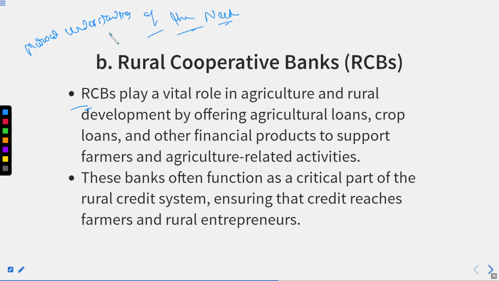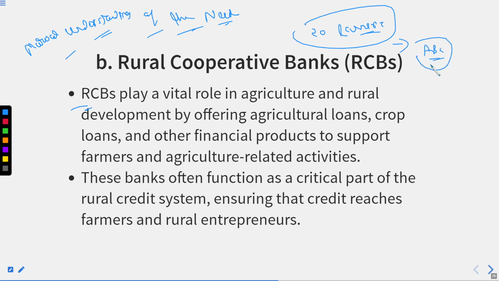Suppose there is a group of 20 farmers who were not satisfied with the services being offered by the commercial banks, RRBs. So after using money pooling activities, they established their own bank called ABC. Okay, so this ABC plays a vital role in agricultural and rural development by offering loans, crop loans and other financial products to support farmers and agriculturists who are generally the members. Okay, now they will get the loan on their own terms but subject to the guidelines issued by NABARD.